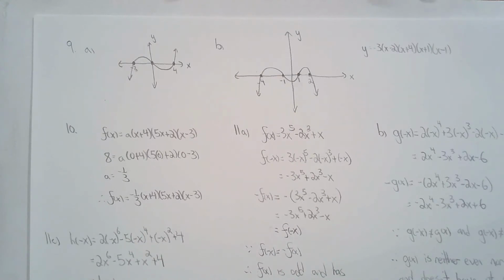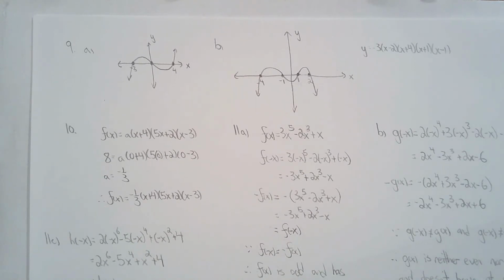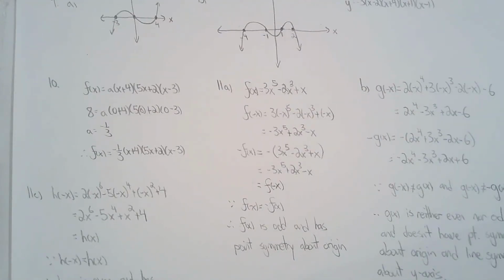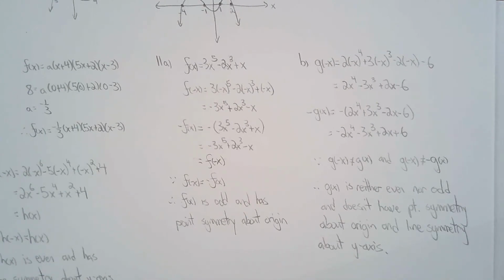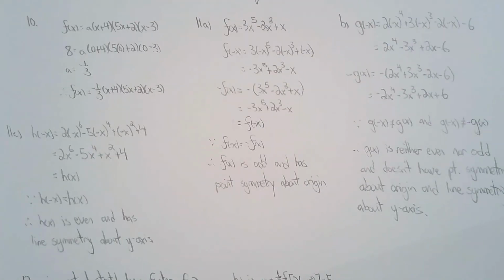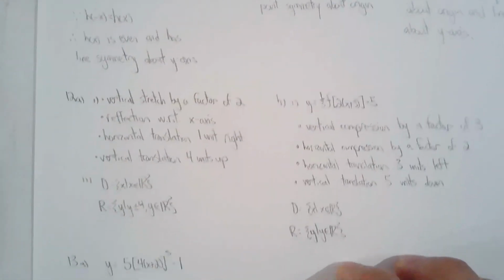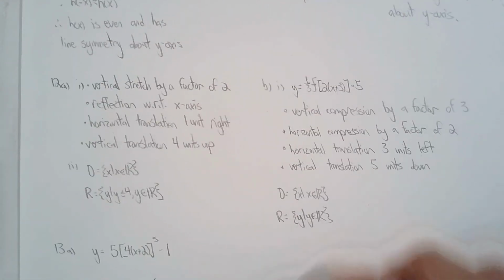For 11a, they want to basically test whether it's even, odd, or neither. So 11a was odd, and 11b was neither. Oh, and 11c is even. Okay, so because it's odd, it has point symmetry at the origin, and because it's even, it has line symmetry about the y-axis. And if it's neither, then it doesn't have any symmetry that I just mentioned. Okay, last 2. So for question 12, state the transformations, and then state the corresponding domain and range.